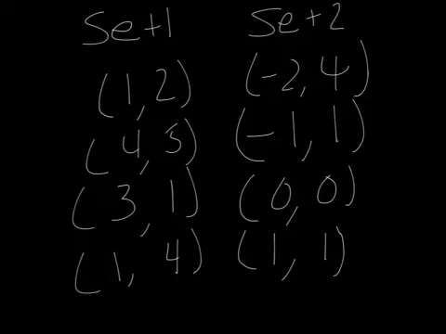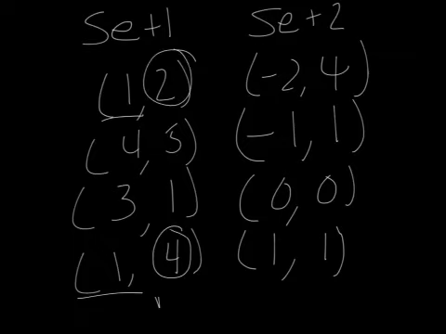For an example, let's look at two sets of numbers. On our left-hand side we have set 1, and on our right-hand side we have set 2. Let's look at these case by case. For set 1 we have an x value of 1 corresponding to a y value of 2, an x value of 4 corresponding to a y value of 5, an x value of 3 corresponding to a y value of 1, and an x value of 1 corresponding to a y value of 4. So we want to see if we have any two x's that correspond to different y values. In this case we have a 1 here and a 1 here, and they're corresponding to different y values. So this is not a function.